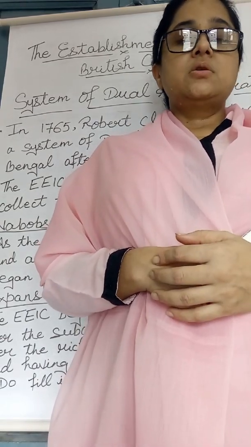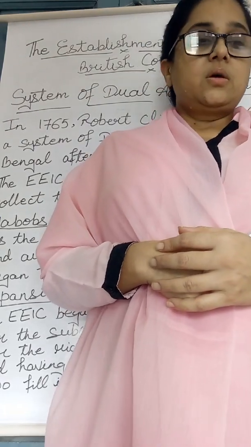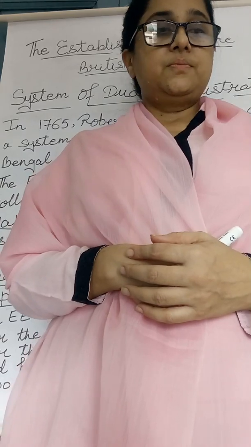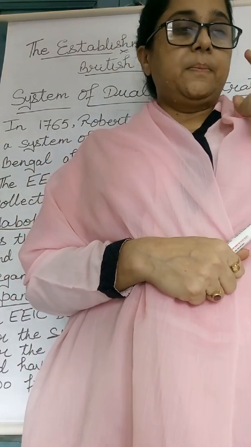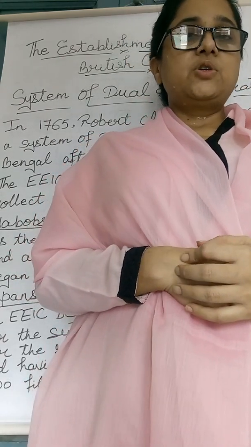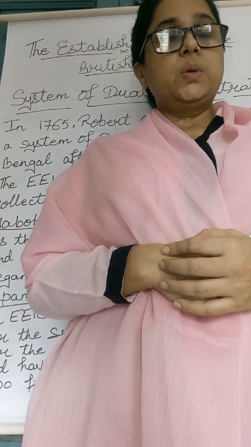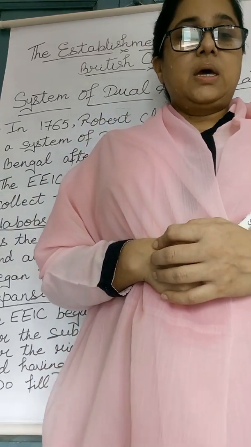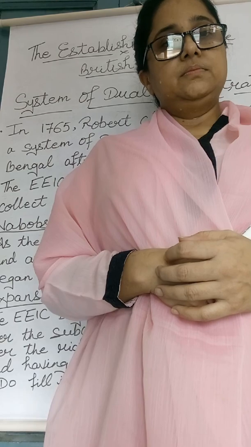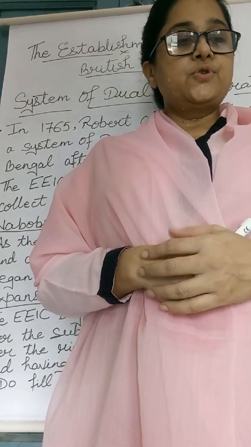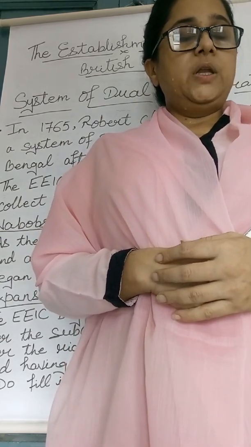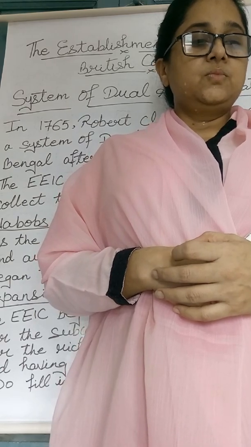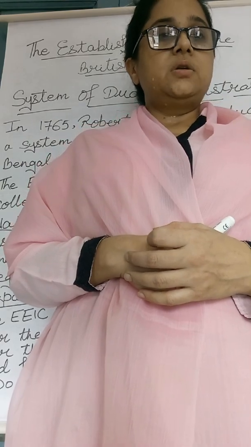Sometimes the company forced the states into a subsidiary alliance, according to which Indian rulers were not allowed to have their own independent armed force. They were to be protected by the company, and they had to pay for the subsidiary forces. If the Indian rulers were unable to pay for the subsidiary forces, then part of their territory was taken away as a penalty by the company. For example, Awadh was forced to hand over half of its territory to the company in 1801, as it failed to pay for the subsidiary force, when Richard Wellesley was Governor General.